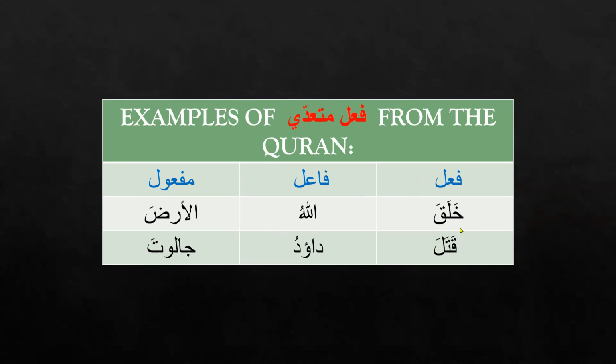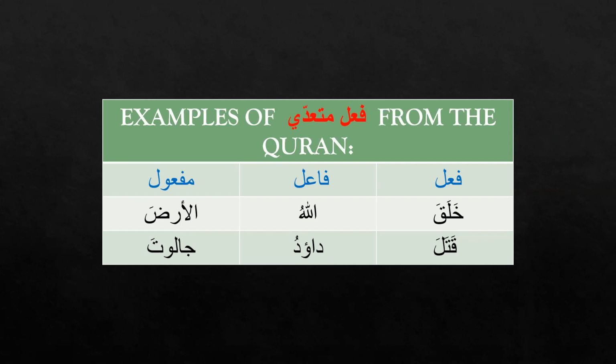You can see here, خلق الله الأرض. This is our fi'l, fi'l madi. This is our fa'il, Allah lafzul jalala, and maf'ul is al-arda. So you can see the three main parts of Jumla Fi'liyya. Qatala Dawood Jaluta. Here, Qatala is our fi'l, Dawood is our fa'il, and maf'ul is Jalut. Here you can see they both are not damair.